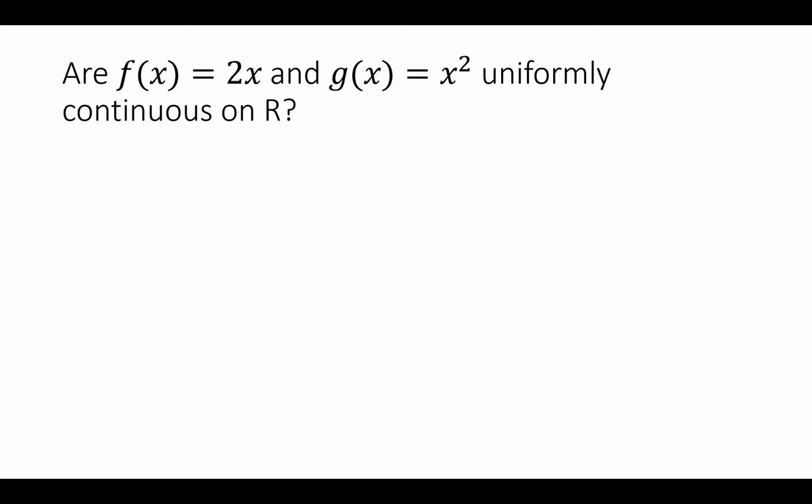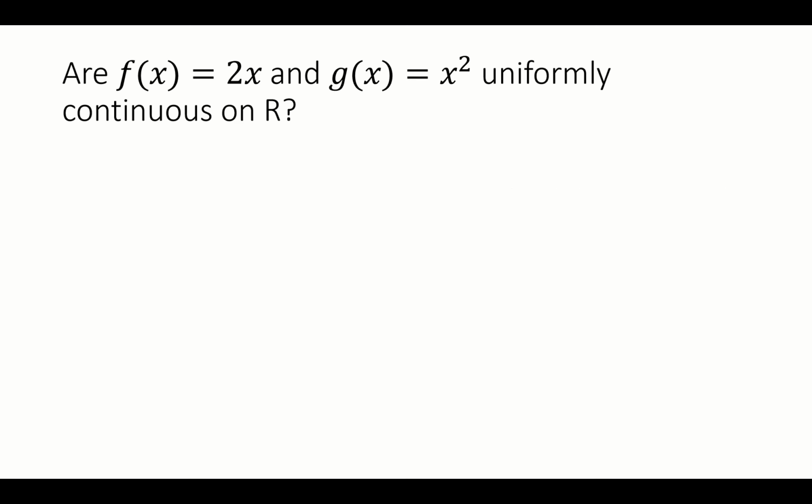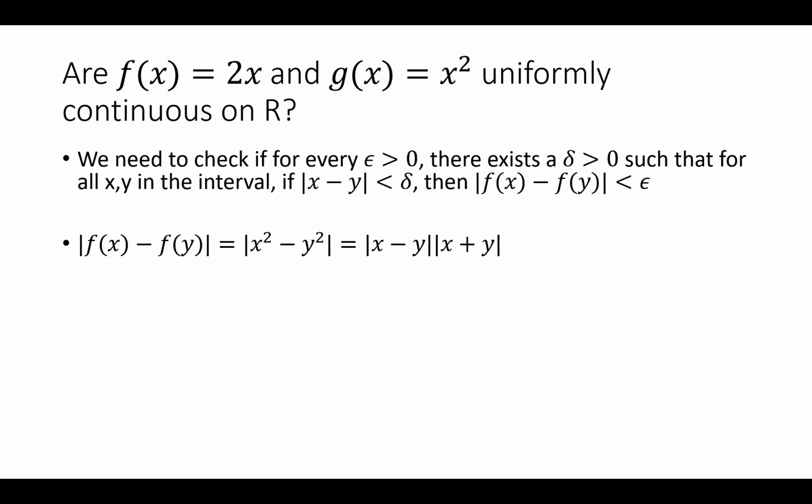Now we're going to do the same thing, but we're going to look at x squared. So this is the definition. And we're going to start by expressing, this time, f of x minus f of y. Technically it should read g of x minus g of y. But that's just the absolute value of x squared minus y squared, which we can factor into the absolute value of x minus y times the absolute value of x plus y.